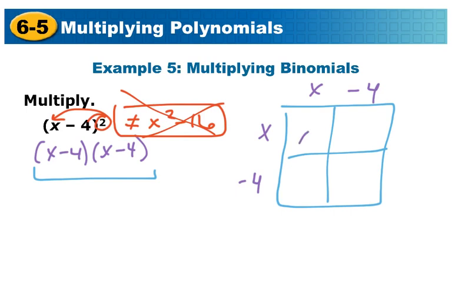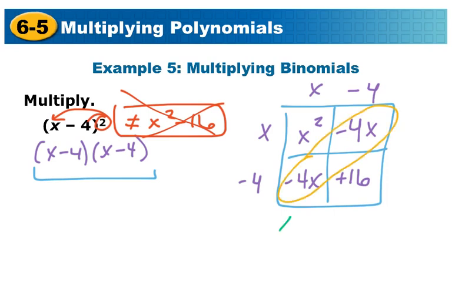So we have x squared as a result from x times x, negative 4x for that multiplication, negative 4x for that one, and then positive 16. Combining that diagonal to negative 8x means that you have x squared minus 8x plus 16.